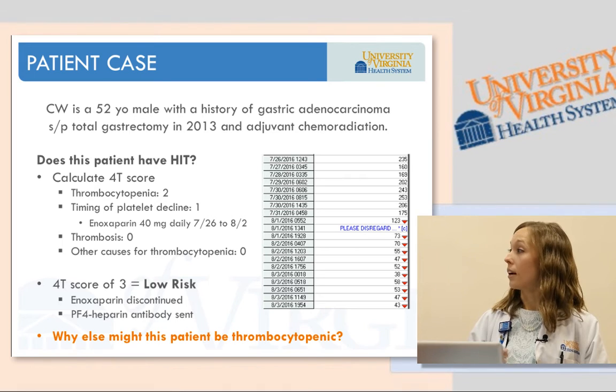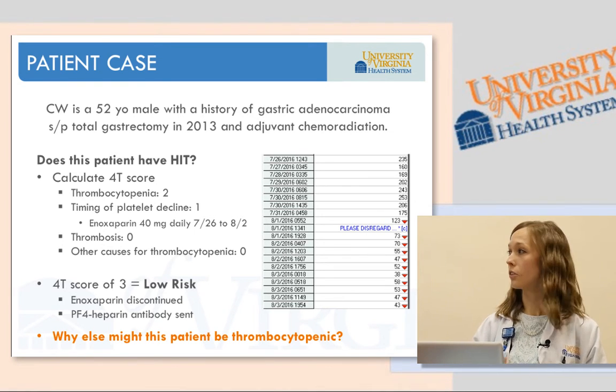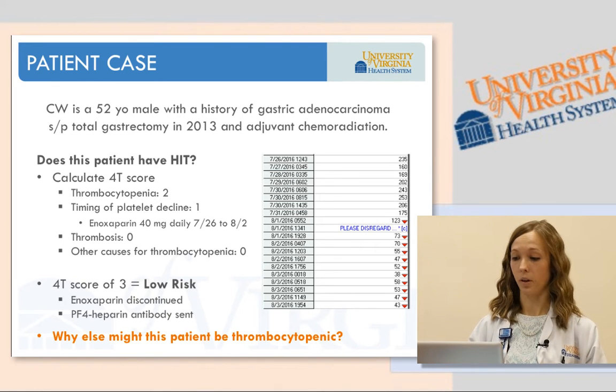In the meantime, though, the SICU team had already discontinued this patient's enoxaparin and sent off for the HIT antibodies, so we've kind of committed ourselves to the HIT workup at this point. So now what we can be doing is thinking, what are some other reasons why this patient might be thrombocytopenic?